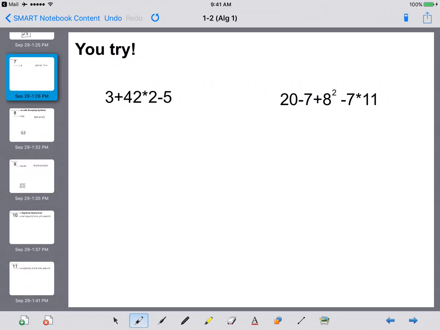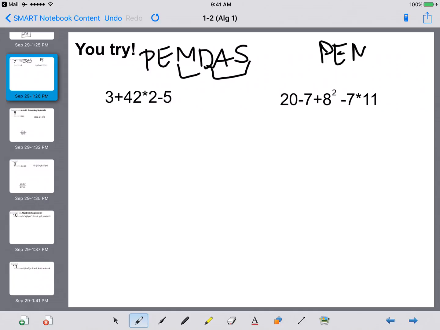I want you to pause here and try these ones on your own, and then check with mine. So we're going to keep our PEMDAS, and I'm going to write it for both, so I can cross things off. So parentheses, don't see anything. In this one here, the 3 plus 42 times 2 minus 5. I don't see any exponents. I do see some multiplication though.